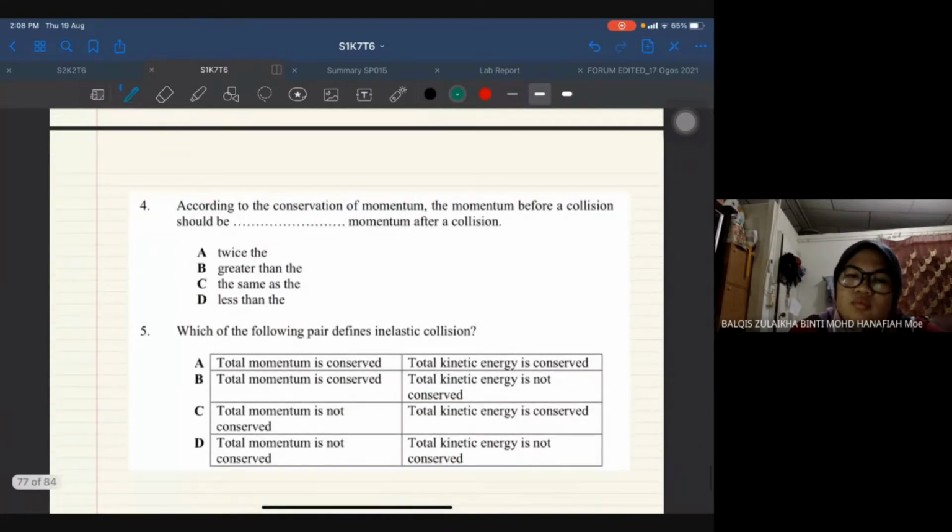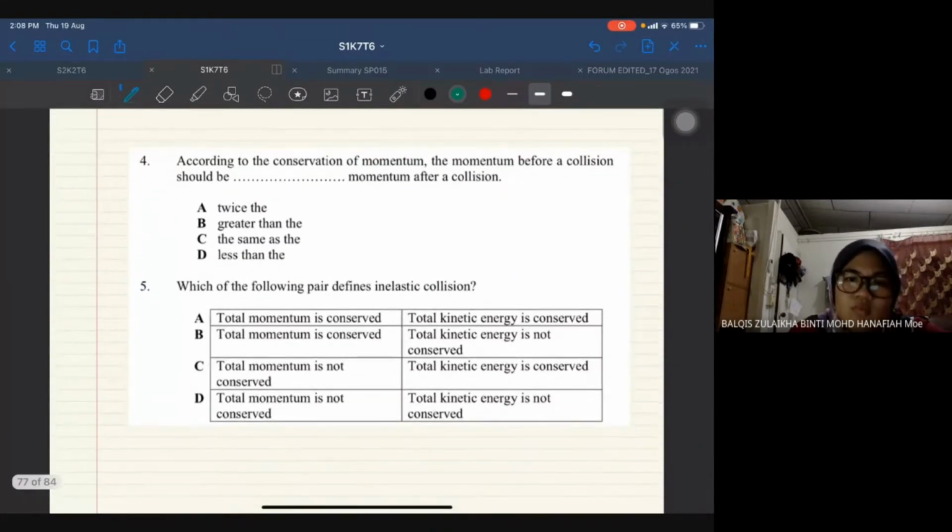Okay, question number 4. According to conservation of momentum, the momentum before a collision should be the same as, right? Conservation. Yes, same. Okay, so the answer would be C. Easy. Okay, which of the following pair defines inelastic condition? First thing first, momentum needs to be conserved. So anything else is wrong. So this one is wrong. Now the question is whether the kinetic energy is conserved or not. So what is the answer? Not conserved. B. Okay, so the answer is B.